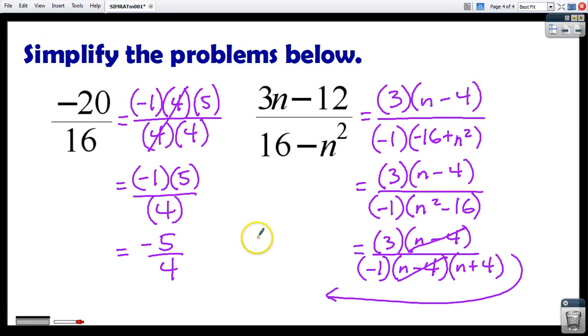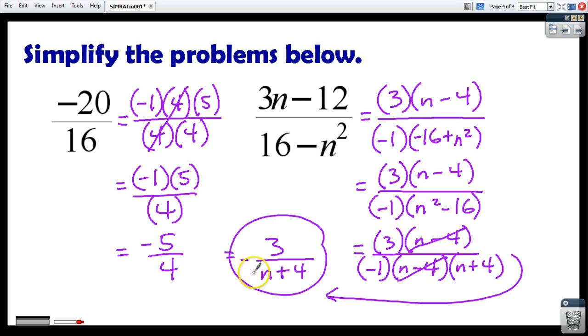I get 3 times negative 1, which I think the easiest thing, I'm just going to put the negative out front. So there's our negative 1 right there. And then on the bottom, n plus 4. So negative 3 over n plus 4. And that's my answer. So you can see how that negative 1 can kind of fool us sometimes.